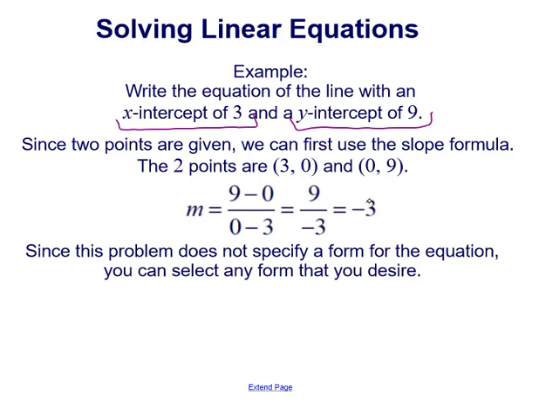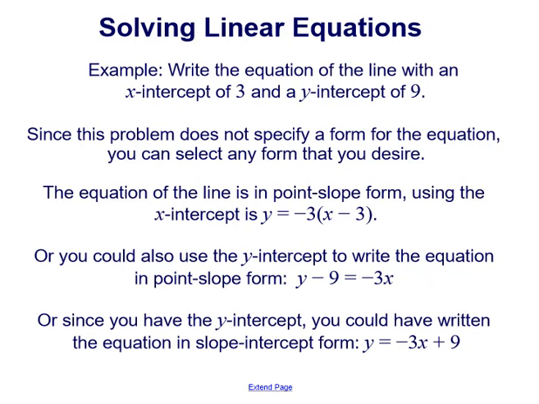But this problem does not specify a form for the equation, does it? It doesn't say it wants it in standard form or slope-intercept form or point slope form. So we can select any form that we desire. So if we chose point slope form, we actually have 2 different points. So first, if we use point slope form using the x-intercept and that slope we just calculated, remember m equals negative 3 for this line, our equation would be y equals negative 3 times the quantity x minus 3. That would be an acceptable answer to the question.